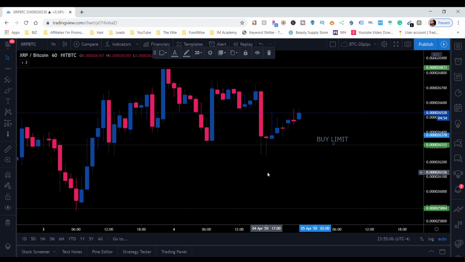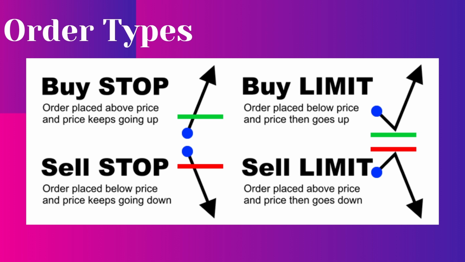So some people do not like doing pending orders because of that reason, and they just wait until the candle forms that they want to enter, and then they just hit market execution. So I have went over buy stop, sell stop, buy limit, and sell limit. So let's go into an actual MT4 platform and we can put in these trades.